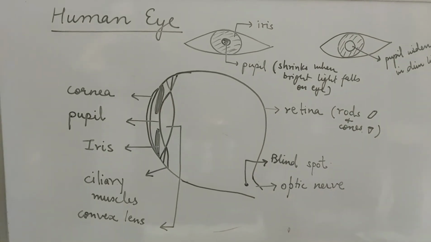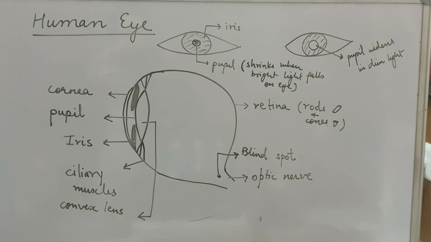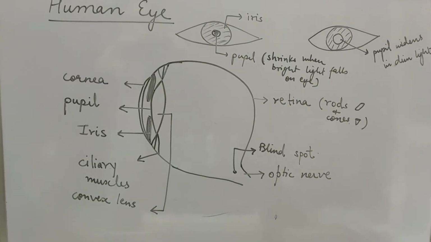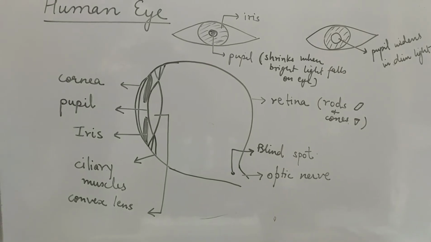Okay, so the human eye is the organ that helps us to look around the things, and the human eye is approximately 2.3 centimeter in diameter.